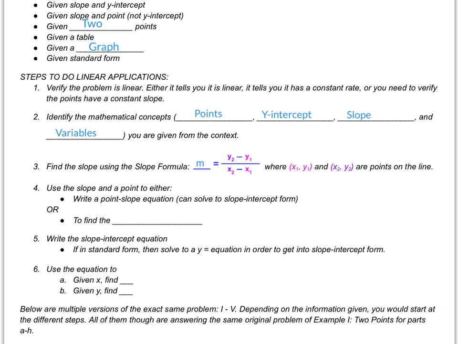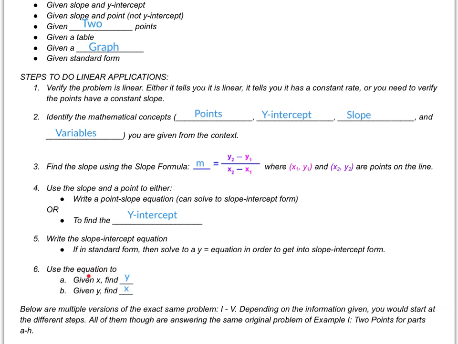Once you know your slope, you can use the slope and one of the points to either write a point-slope equation, which you can later solve into slope-intercept form, or you can use your slope and your point to find the y-intercept. Once you have your slope and your y-intercept, you can then write your slope-intercept equation. If it happened to be in standard form, you can solve it to a y equals equation, which puts it into slope-intercept form. And then once you have your equation, you're going to have one of two scenarios. Either you're going to be given the x, which means you need to find your y, or you're going to be given the y, which means you need to find the x.